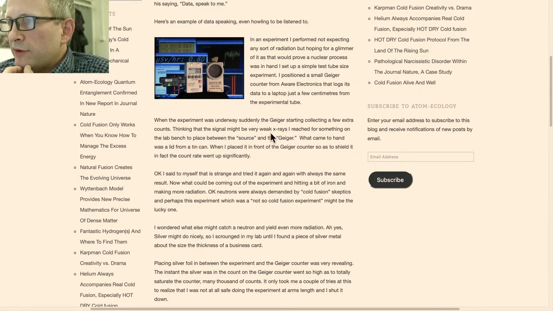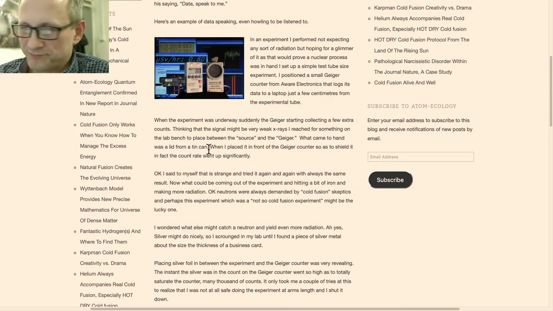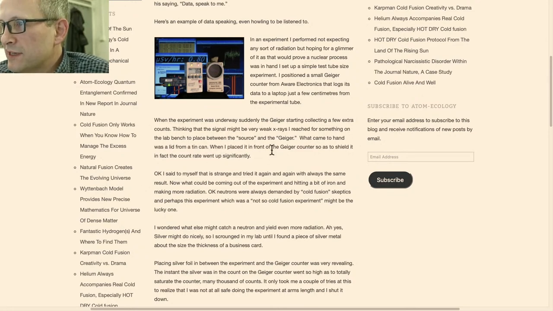Thinking that the signal might be very weak X-rays, I reached for something on the lab bench to place between the source and the Geiger, the thinking being that this would block the X-rays, right? Not do what actually happened. What came to hand was a lid from a tin can. Obviously, a tin can is normally just steel, and can be tin coated. When I placed it in front of the Geiger counter so as to shield it, in fact, the count rate went up significantly. And if you ever meet Russ George, this is the story he tells you.